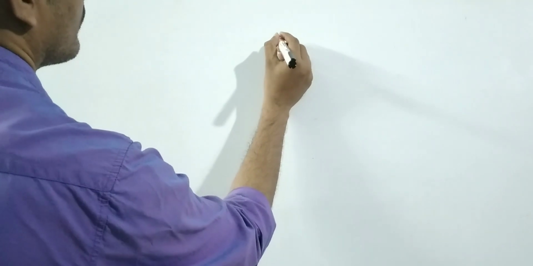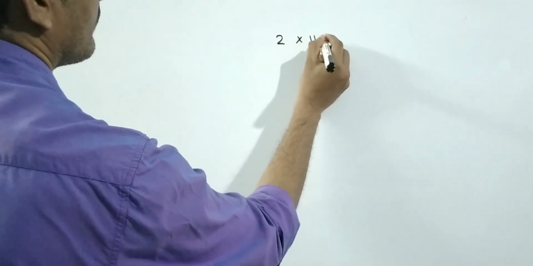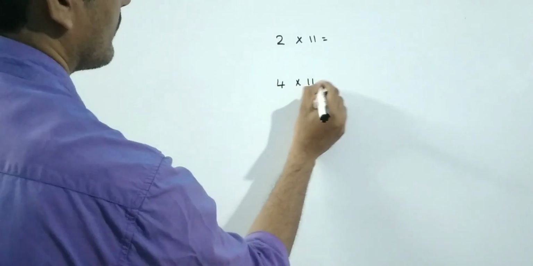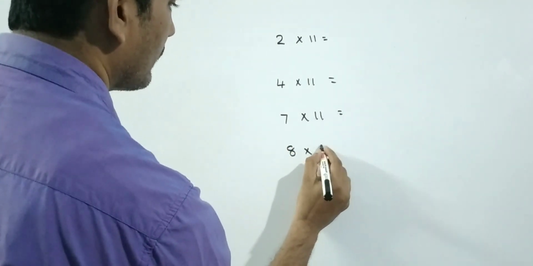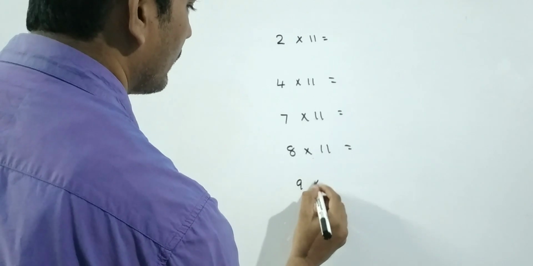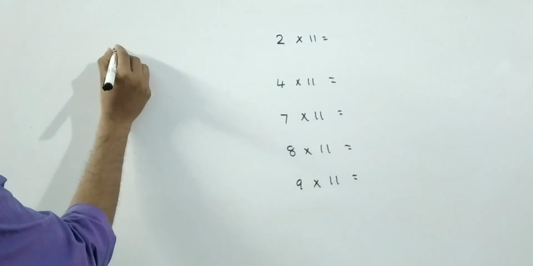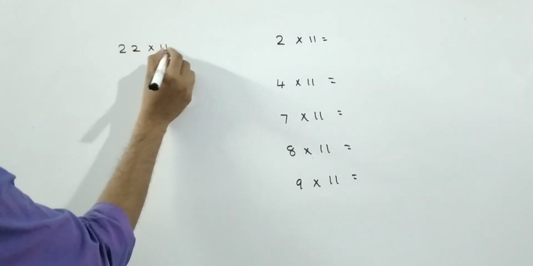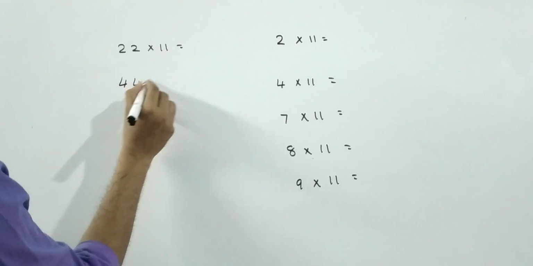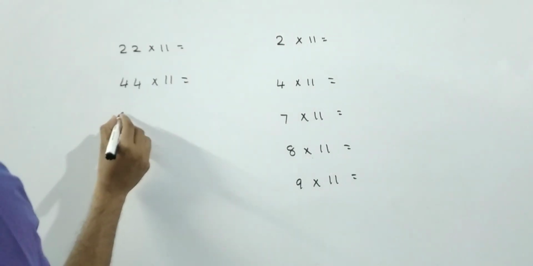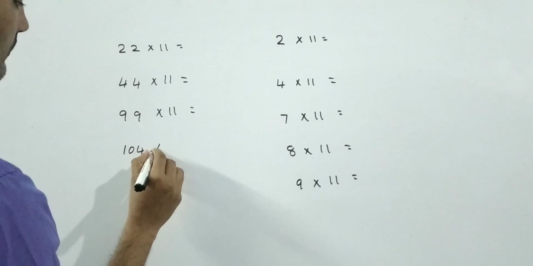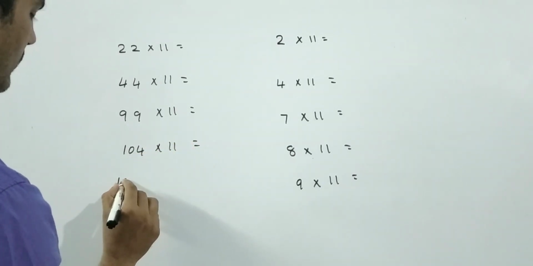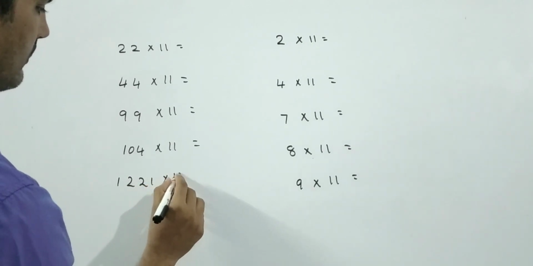See friends, 2 into 11, 4 into 11, 7 into 11, 8 into 11, 9 into 11, 22 into 11, 44 into 11, 99 into 11, 104 into 11, 1221 into 11.